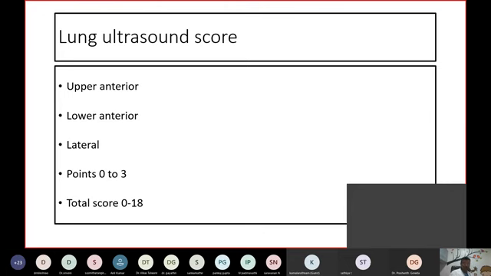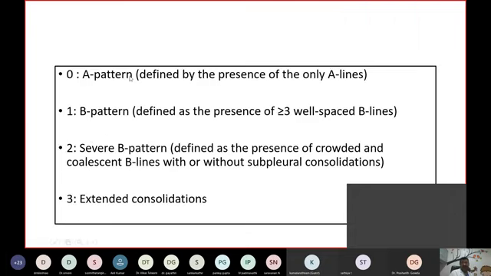Now how are you going to score it? If you see an A pattern, that is A lines, the score is 0. If you see a B pattern, that is more than 3 B lines between 2 ribs, you are going to call it a B pattern, and that is given a score of 1. If you see compact or crowded B lines with or without subpleural consolidations, you will give a score of 2. And if you see extensive consolidation, you will give a score of 3.